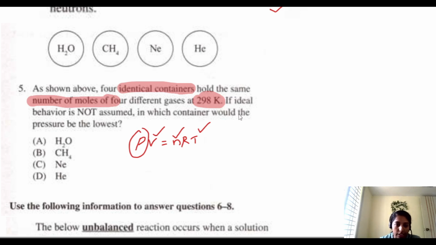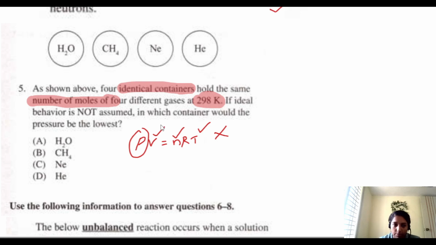But here they are telling us it's not an ideal gas, so we don't follow this equation. The pressure will be different. If so, which one has the lowest pressure? That's what they were asking. Is it H2O, CH4, neon or helium?